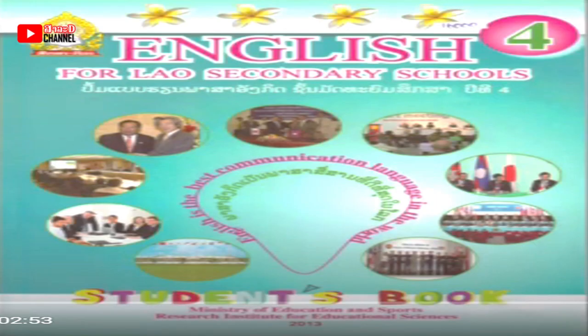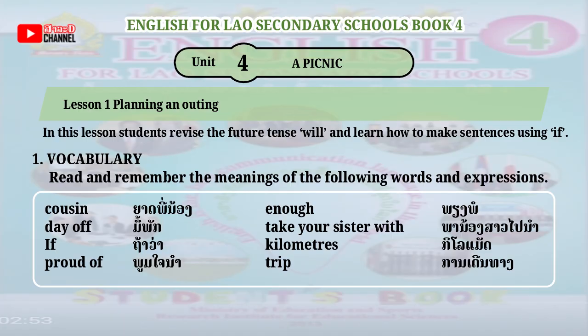English for Lao Secondary School Book 4. Unit 4. A Picnic. Lesson 1. Planning an outing. In this lesson, students revise the future tense, will, and learn how to make sentences using if.